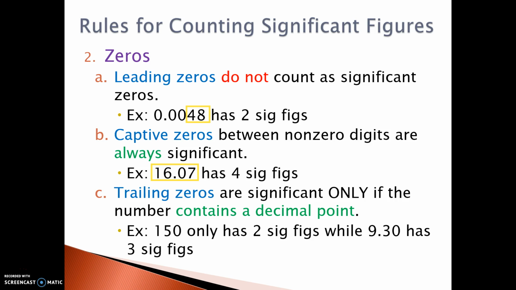So let's look at an example of each of these. 150, which contains a trailing 0 but no decimal point, means this 0 is not significant and the measurement only has 2 sig figs, the 1 and the 5. On the other hand, 9.30 has a trailing 0 and it also has a decimal point, which means this 0 is significant and all 3 digits are significant.